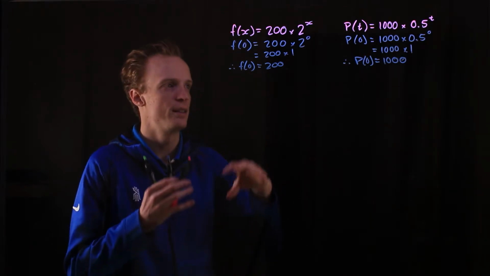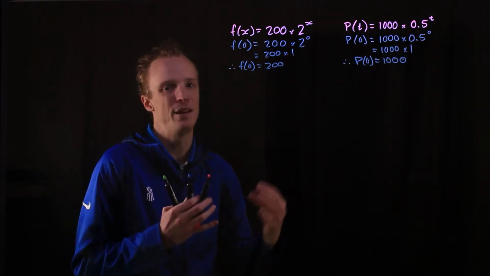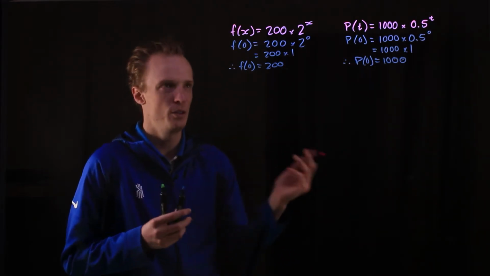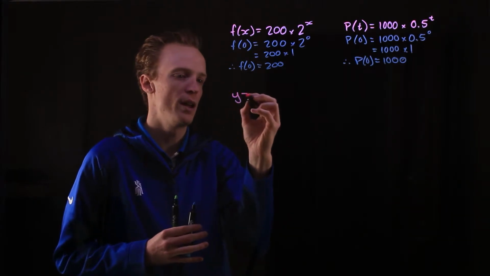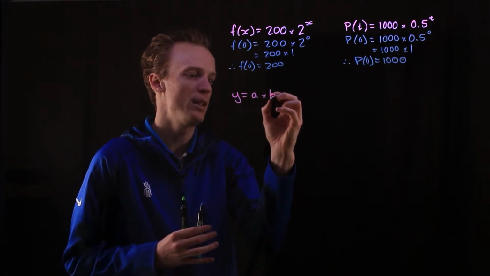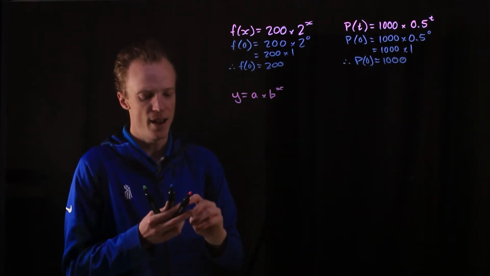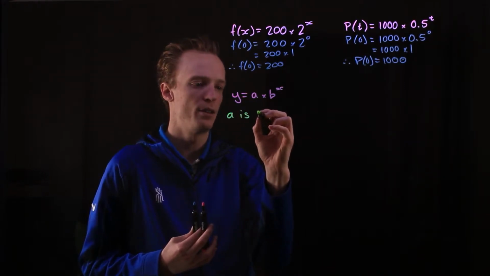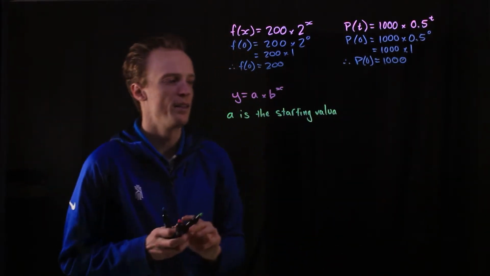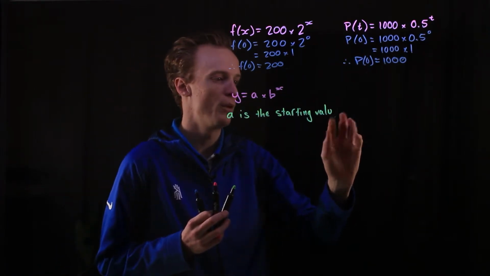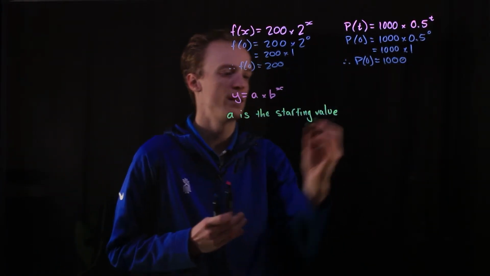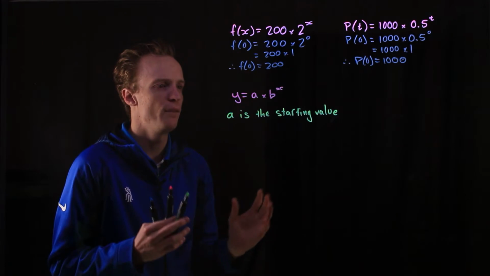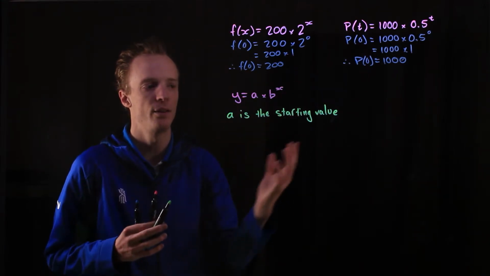It represents the state of the expression when my input is equal to 0, which is the same as saying my initial value. So if I was to write this more generally, let's say I've got y = a times b to the power of x. This a value here is the starting value. Now, the starting value is the same as saying it's the initial value, so you might hear that a bit. It's the initial value or the starting value, but it's the value that occurs when my input of x is equal to 0.